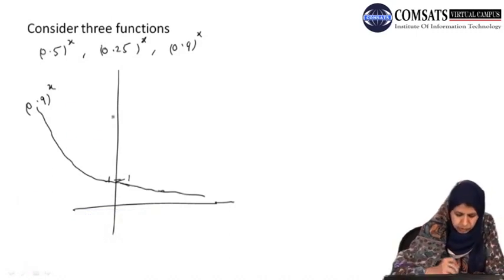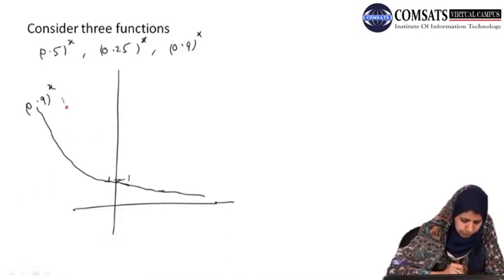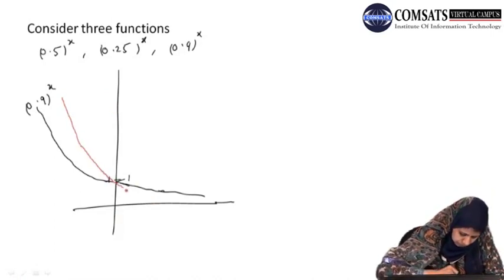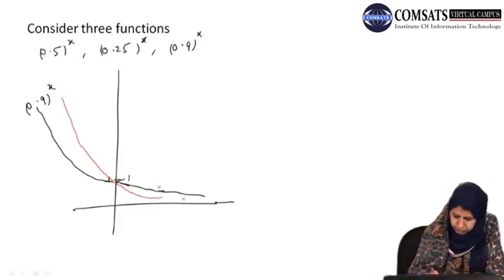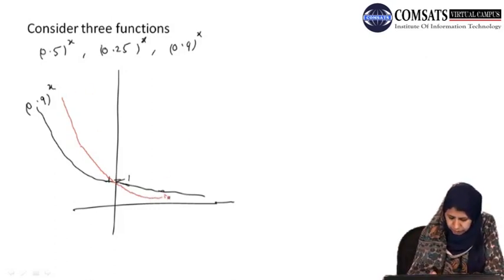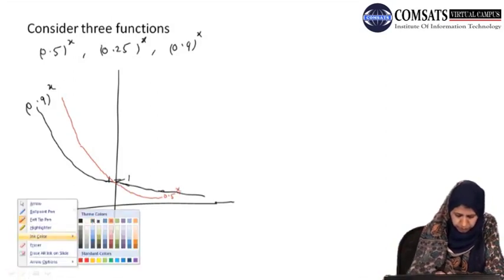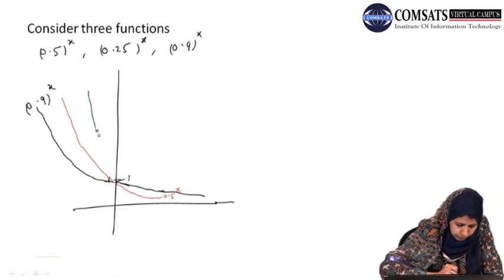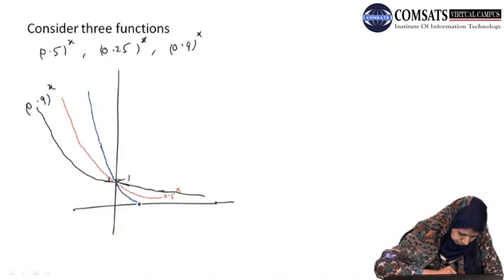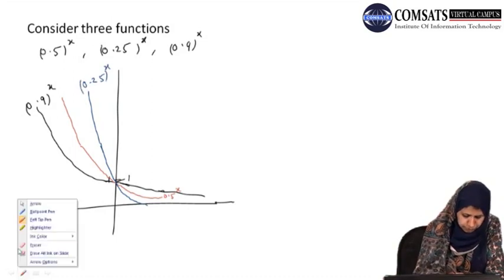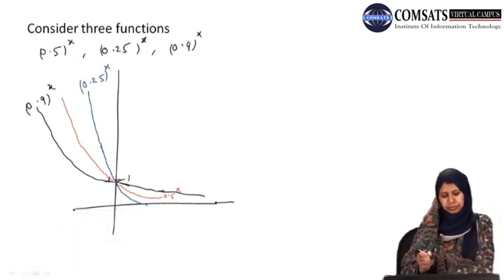Okay, now graph of 0.5. Okay, 0.5 to the power x. Okay, and now the last one, the graph of 0.25. 0.25 to the power x.